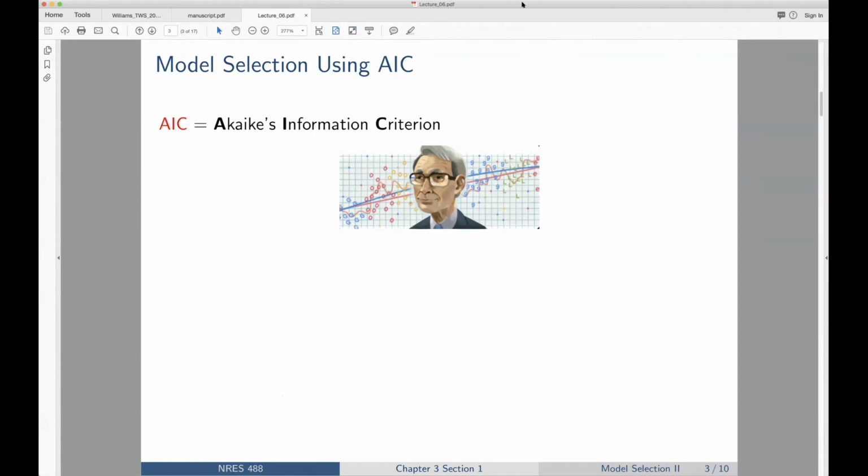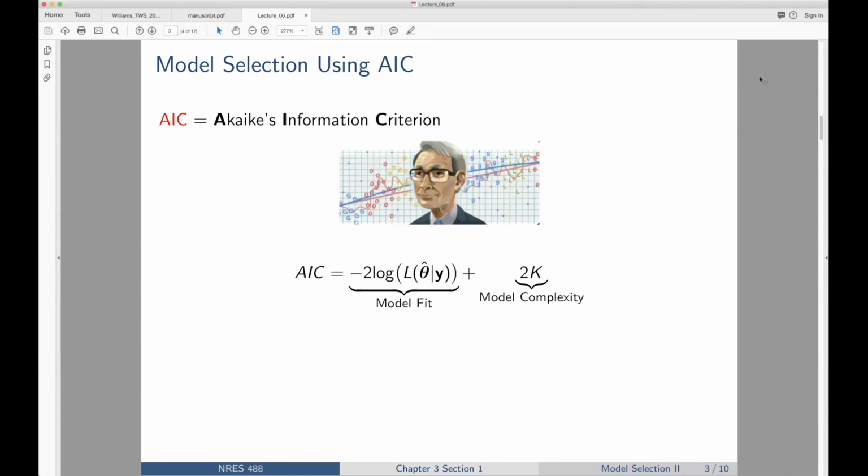All right, so we have AIC as an information criterion we're going to use. And AIC is nice because it's simple and it makes sense intuitively. It can be broken down into simple parts. So here's what the equation for AIC looks like. The first part, this negative 2 log likelihood, is the most complex part. And then we have the 2k, that's the simple part.